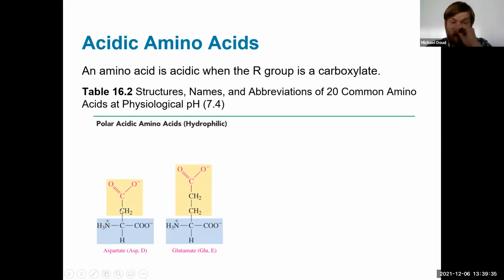So for the 2 acidic amino acids here, aspartate and glutamate, they look a lot like asparagine and glutamine. The only difference is, of course, now they have a carboxylate, or if they were neutral, they would have a carboxylic acid up here. So aspartate is ASP, or abbreviated as D, and glutamate is GLU, abbreviated as E. The only difference here being that aspartate has a single carbon connecting the alpha carbon and the carboxylate, and glutamate has 2 carbons connecting.